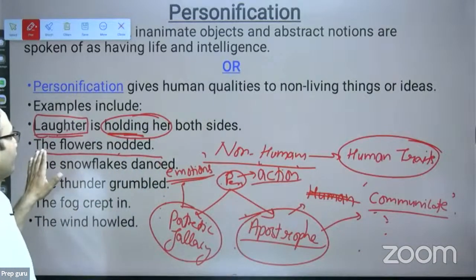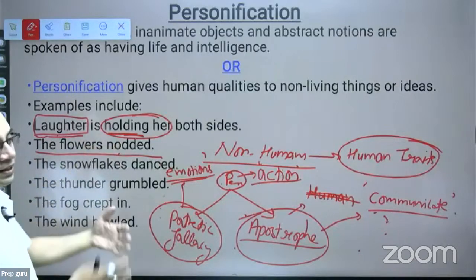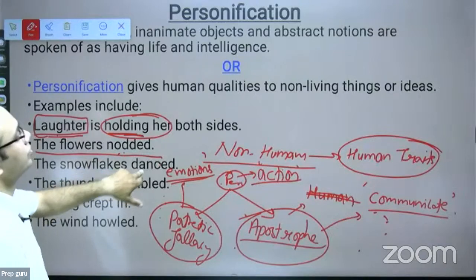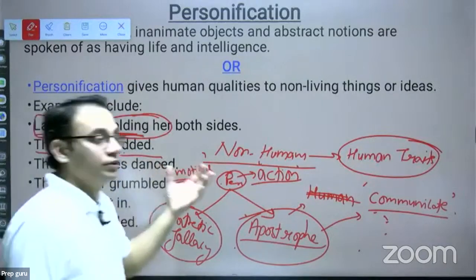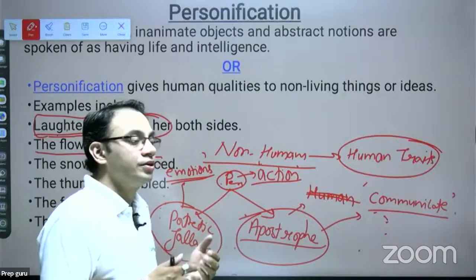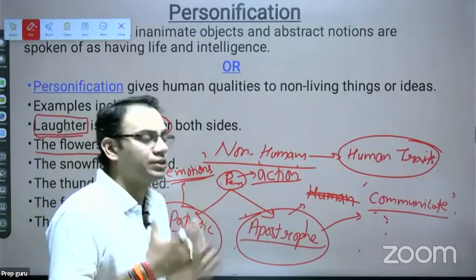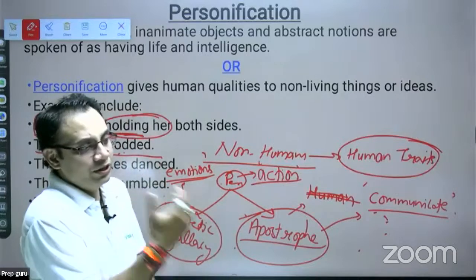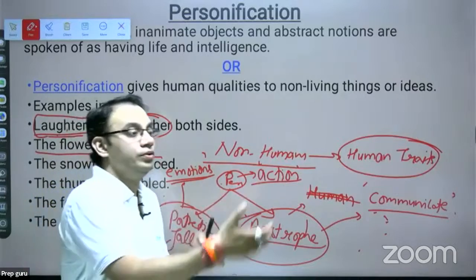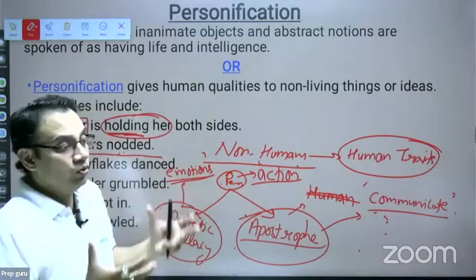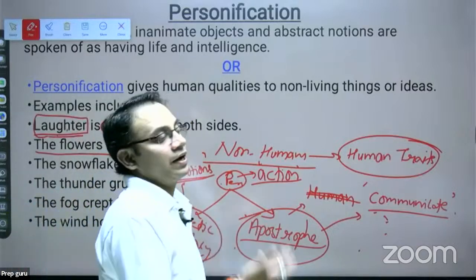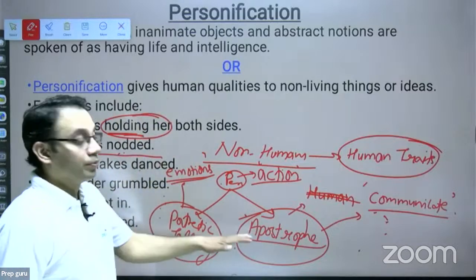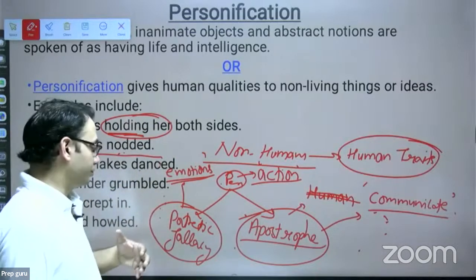Let's have a look. Holding is an action. Nodded is an action, danced is an action. So in case of action it is personification. In case of communication it is apostrophe. Communication means, for example, I said a sentence like, O sun, O moon, I am trying to address and communicate with moon, sun. Like I said, O moon, please shine more bright or brighter than her. Now it is apostrophe. I am communicating with non-humans.